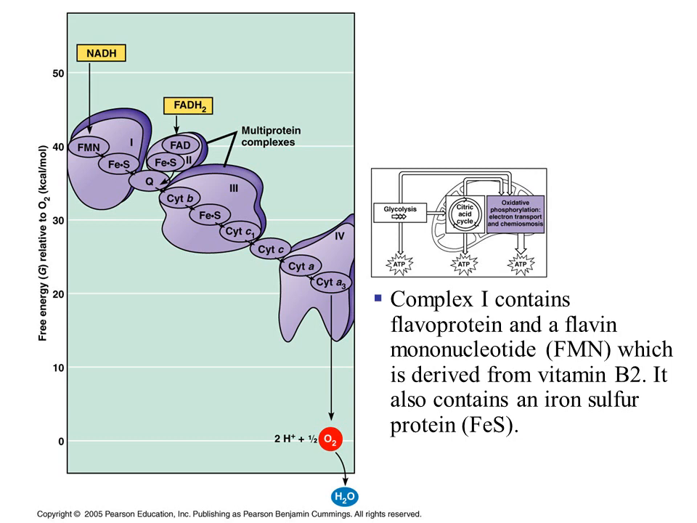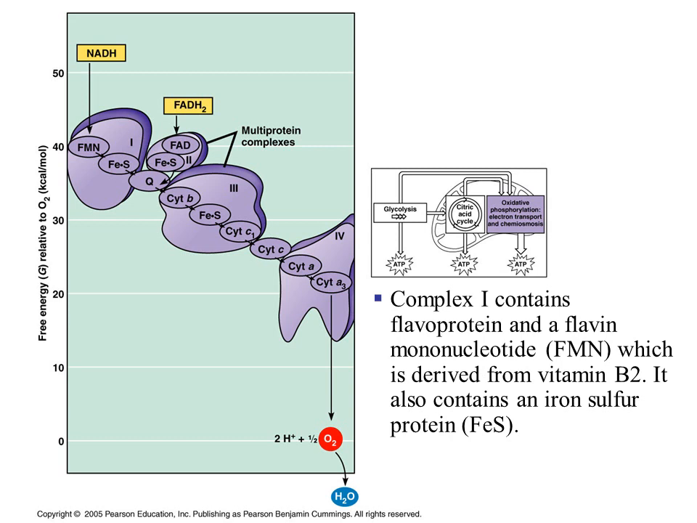Let's look at one of these multi-protein complexes. It is called complex 1. Complex 1 contains flavoprotein and a flavin mononucleotide called FMN. This is derived from vitamin B2. It also contains an iron sulfur protein. This is only one of the complexes.